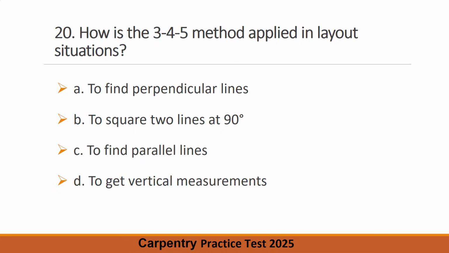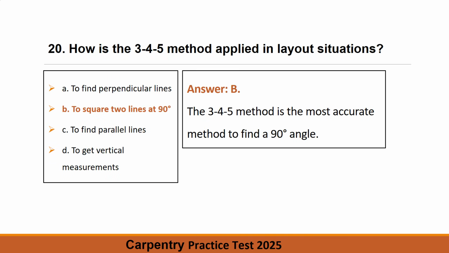20. How is the 3-4-5 method applied in layout situations? A. To find perpendicular lines. B. To square two lines at 90 degrees. C. To find parallel lines. D. To get vertical measurements. Answer: B. The 3-4-5 method is the most accurate method to find a 90 degrees angle.